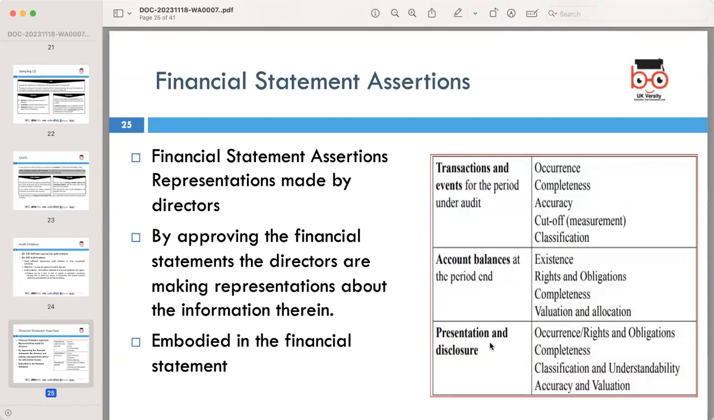Then when we come to presentation and disclosure: rights and obligations, occurrence, completeness, classification and understandability, accuracy and valuation. So again, accuracy and valuation, we are circling back to accuracy and valuation to make sure that even in presentation, the information is correct and appropriately valued.